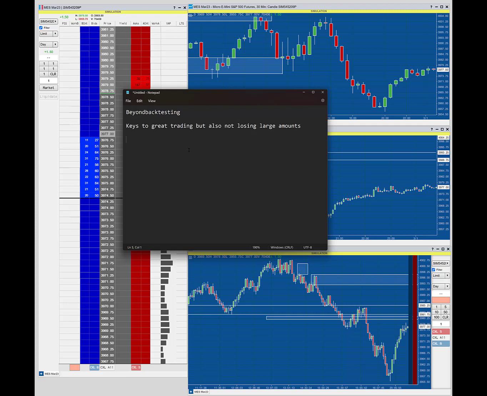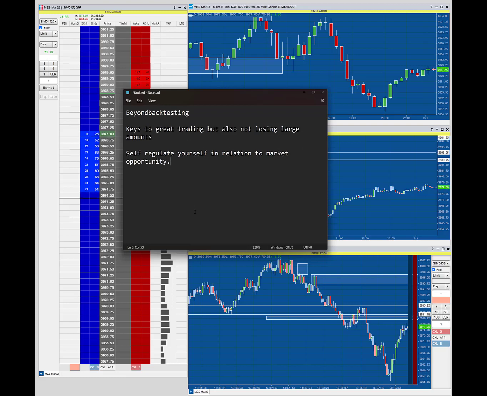Let's get back to the topic though. We're talking about the keys to great trading and not losing large amounts of money, and this is the key: the ability to self-regulate oneself in relation to market opportunity is, I think, what really summarizes in one sentence the key to great trading, but also, just as importantly, not losing large amounts of money.